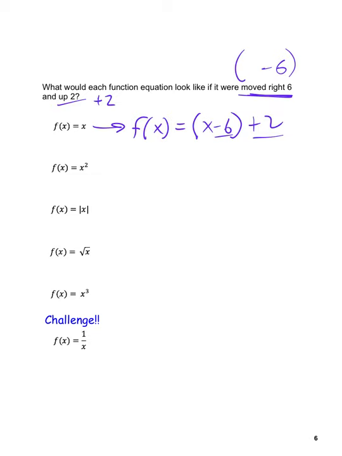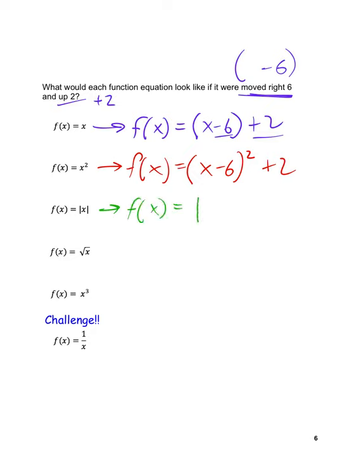Okay, similarly here for the x squared, this is kind of like what we were working on in the example. Instead of just x squared, it's now in parentheses x minus 6, but then it's still squared because the x was squared. Now it's just subtracted by 6, and then we'd add 2. Okay, continuing on, the absolute value of x would now be f of x equals the absolute value of x minus 6, and then plus 2. So again, everything in this case, instead of inside parentheses, it's inside the absolute value.